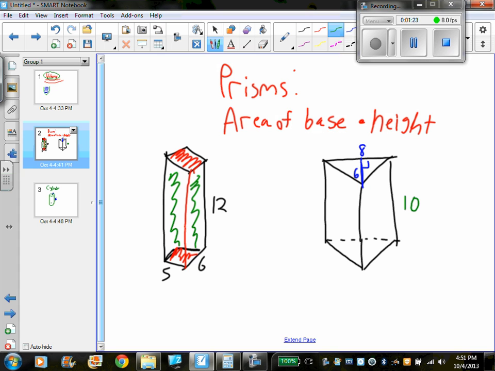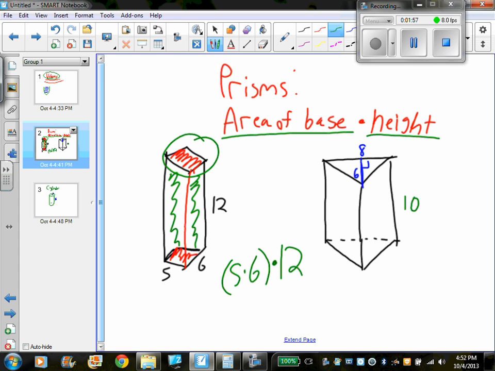To find the area of a prism, or the volume of a prism, my mistake, you have to find the area of the base, which in this shape is this, and then you have to multiply by the height, which is the distance between the two bases. So for this problem, we're simply going to have the area of the base, which is 5 times 6. It's a rectangle, and rectangles, remember, have base times height as their area. So 5 times 6, and then times 12, which is the height. That's going to give us 30 times 12, which ends up being 360.